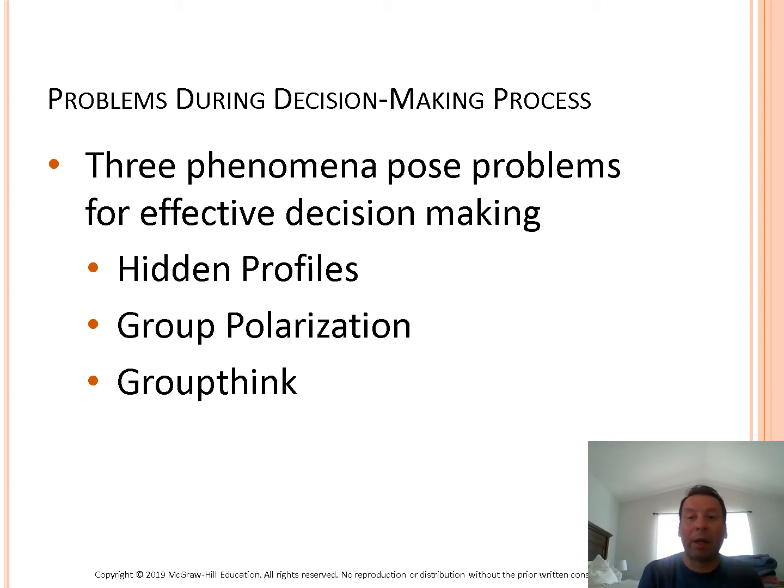Now, there are three phenomena that pose problems for effective decision making: hidden profiles, group polarization, and groupthink. Hidden profiles really go under the idea that someone's in it for their own personal gain. It's someone who's hiding their bias and not looking at it from the perspective of team first. Group polarization is the idea that all of a sudden people start separating into "us and them," right? So one group turns into two groups that are always opposing each other. So that's always a problem.